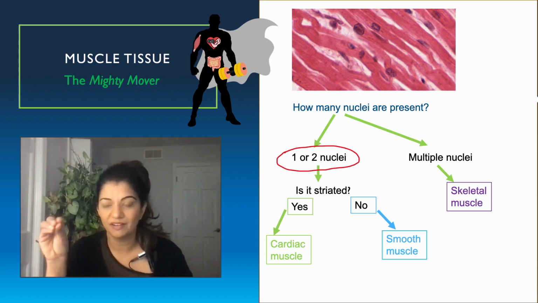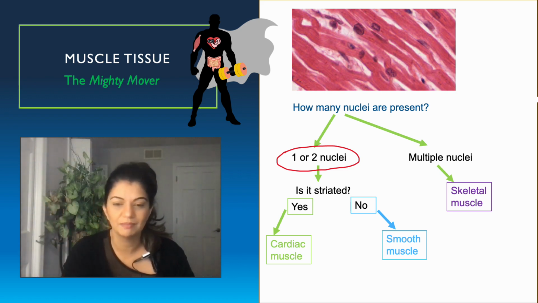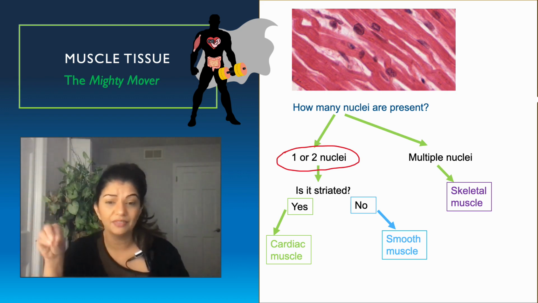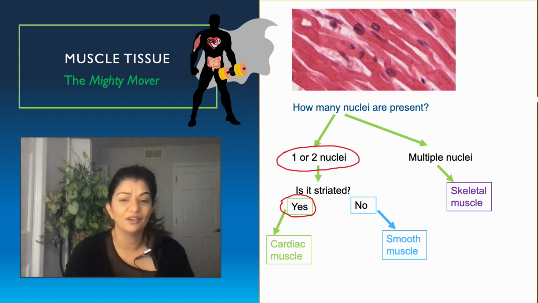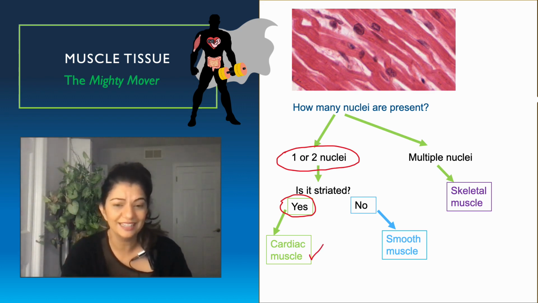The nuclei also are in the very periphery and they're not as bold looking. So that's something to remember. Now, we figured out that it's just one or two nuclei. And so now we have to go, well, is it striated? And yes, it is striated. So now we know it's got to be cardiac muscle, right?